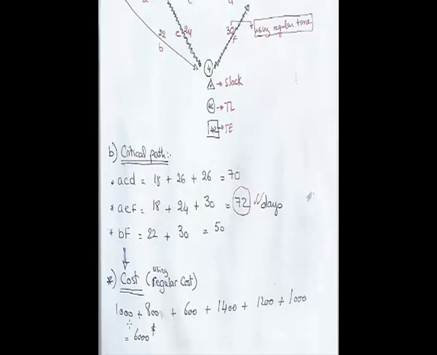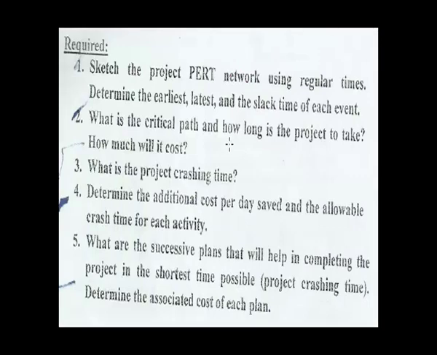It is the summation of the total direct cost given in the regular path. So if you return back to the given table, you are given the regular direct cost, which is 1000 for activity A, 800 for activity B, 600 for activity C, 1400 for D, 1200 for E, 1000 for F, which is equal to $6,000. We're going to move to the next.